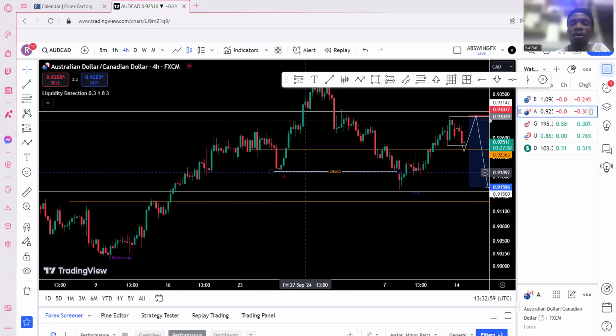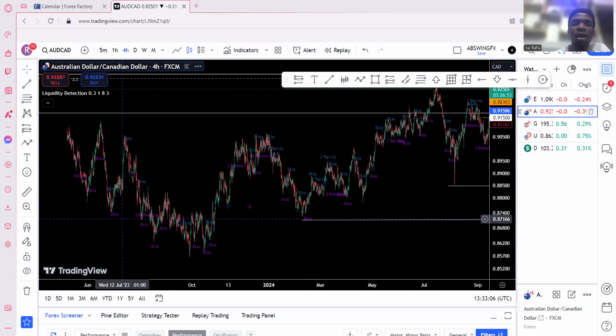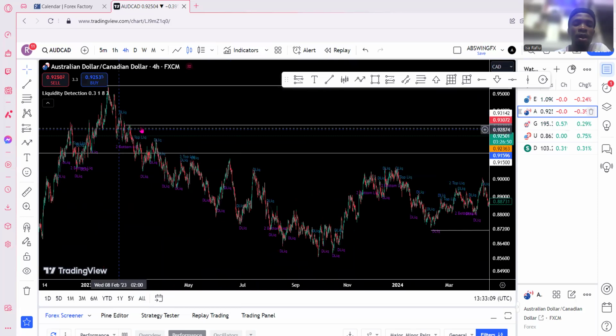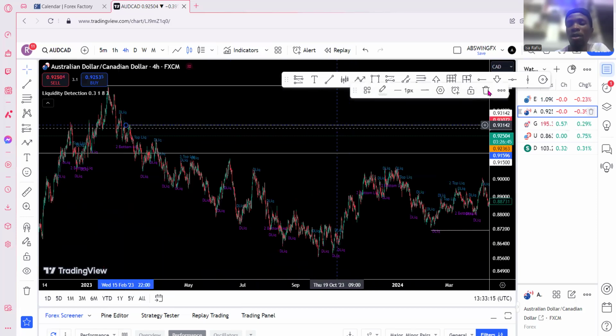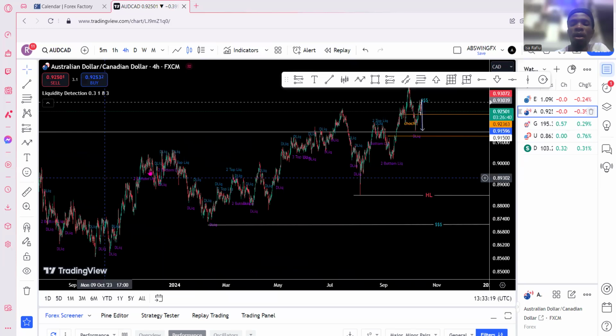What is the purpose of this particular white line that is there, which is our liquidity point that was picked from this point? The market has broken inside of it, so we really don't need it anymore.